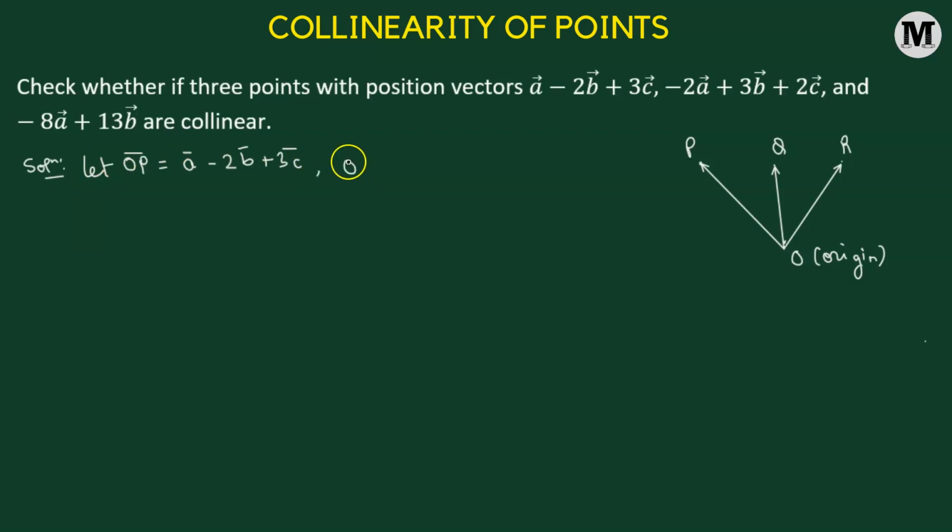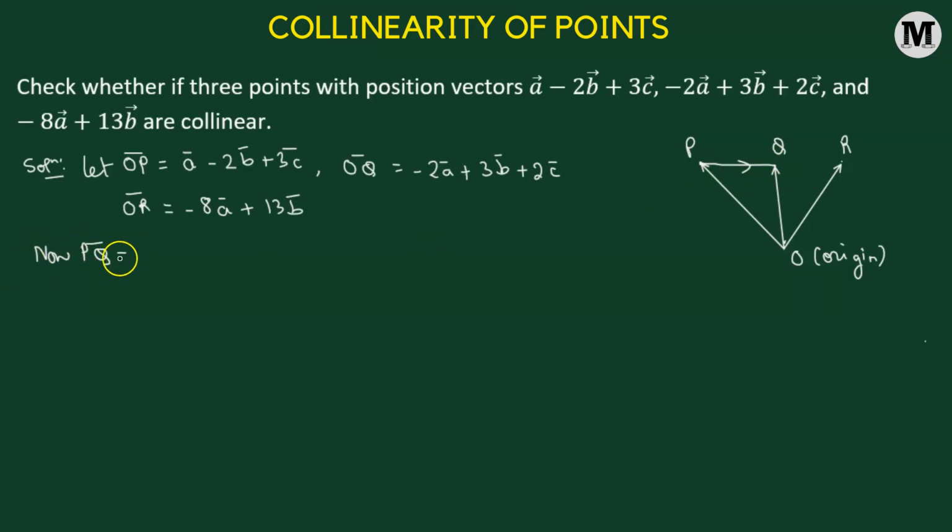Then let's say the position vector of point Q is defined by the vector negative 2A vector plus 3B vector plus 2C vector. And then we have the vector OR. The OR vector will be given by negative 8A vector plus 13B vector. Fine. Now, we'll try to join point P and point Q with a directed line segment going from P to Q, and we'll try to find the value of the vector PQ.